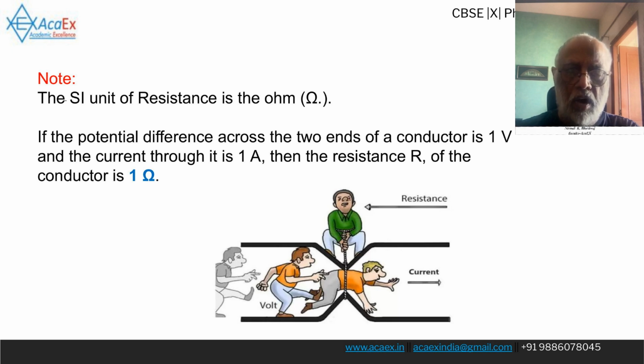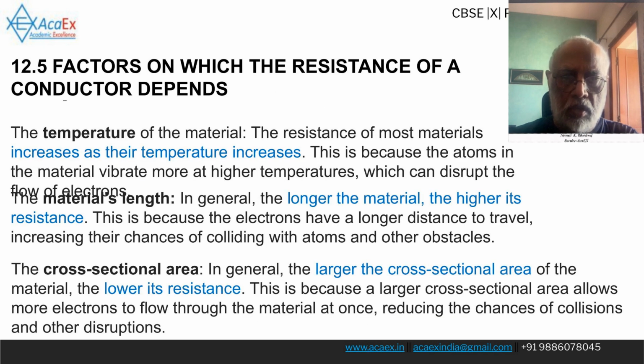The slide also has a cartoon that illustrates this concept. A character named volt is pushing another character named current through a narrow pipe. A third character, resistance, is squeezing the pipe, making it difficult for current to pass through. Factors on which the resistance of a conductor depends.